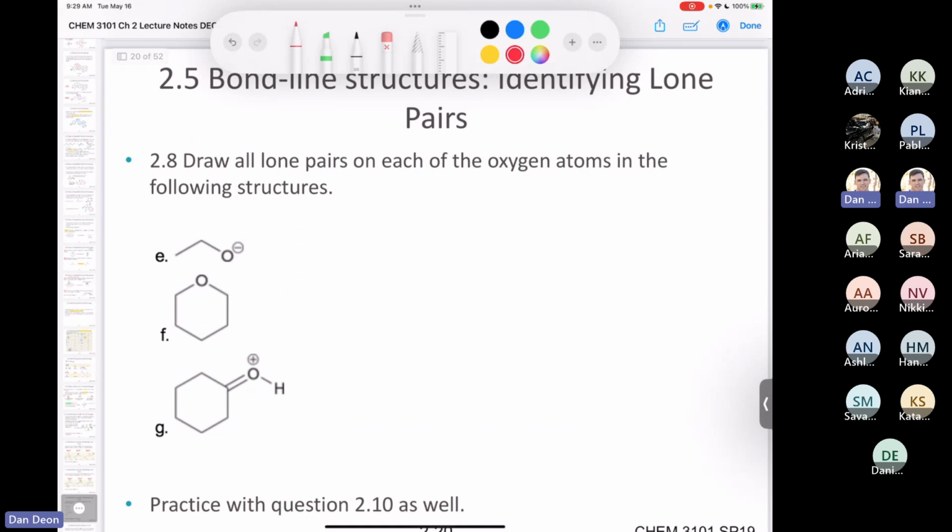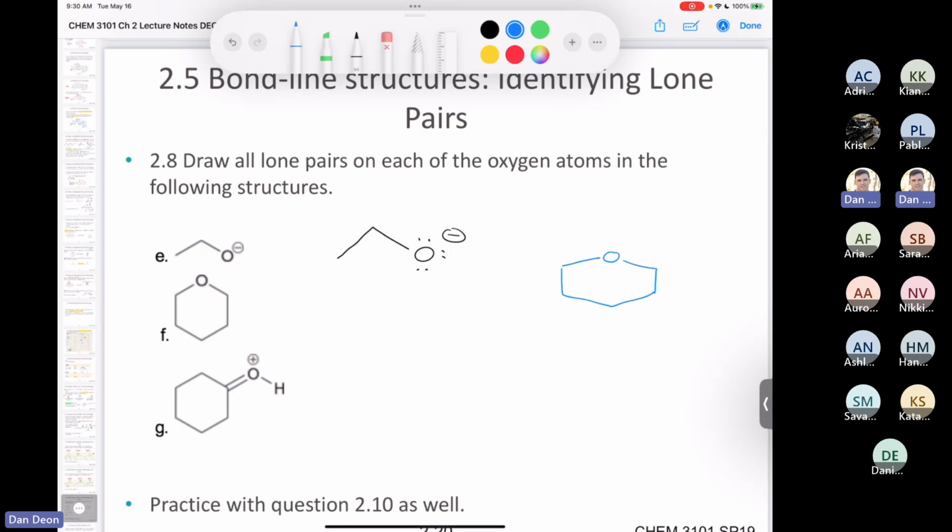So with that in mind, let's get some practice here. It says draw all the lone pairs in on the oxygen. So let's say we were drawing the first compound. We have a -1 charge on the oxygen. How many lone pairs are missing on this oxygen? How many lone pairs do I need to scribble in here to give it a -1 charge? 3, absolutely. So 1, 2, 3 lone pairs. What about the next one? This compound is called pyran, or tetrahydropyran. The oxygen is neutral.